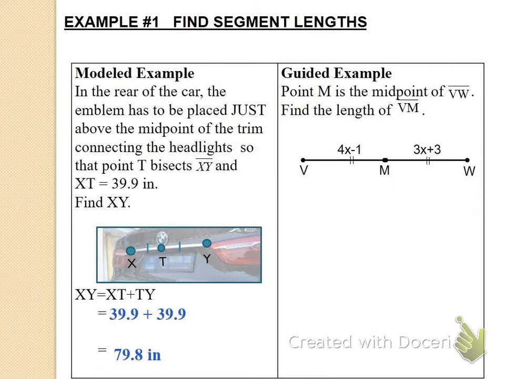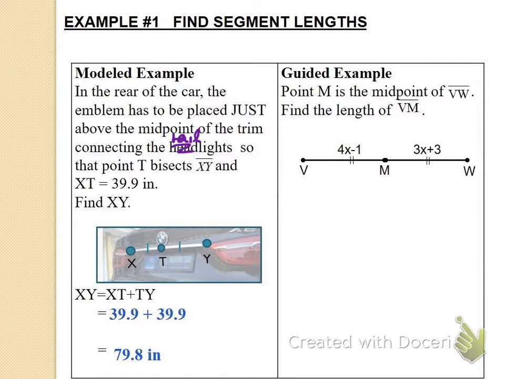All right. Using this idea of a midpoint, a couple of different ways we can do that. One example here, the emblem on the rear of a car is supposed to be placed at the exact midpoint of a segment connecting the headlights, or would be the tail lights probably, right? So anyway, the diagram shows it here. The emblem on the back of a car is going to sit right in the middle of that space, and we can draw a segment along the trim there connecting the tail lights. And that emblem is going to be right in the middle.